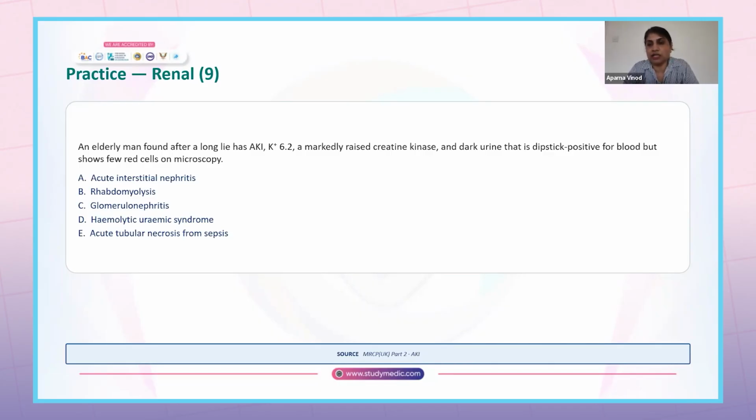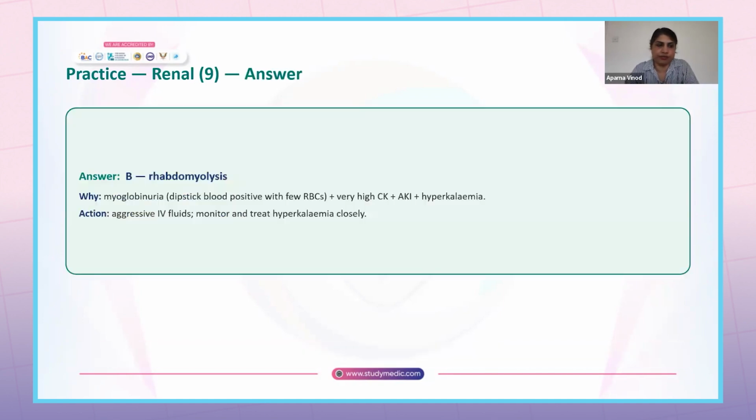Another hint here is dark urine. It is positive for blood but shows few red cells in microscopy. So in urine dipstick, it is not able to distinguish between hematuria and rhabdomyolysis. So they are giving us a clue that this is rhabdomyolysis.